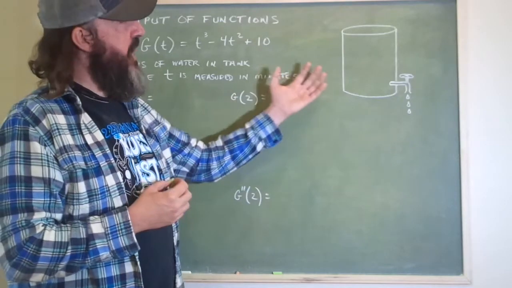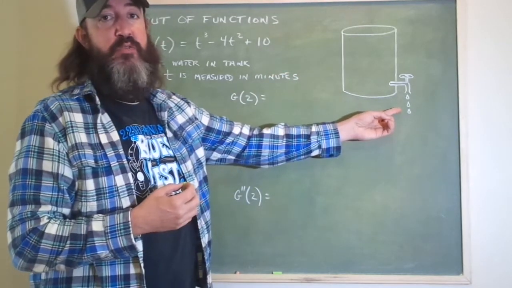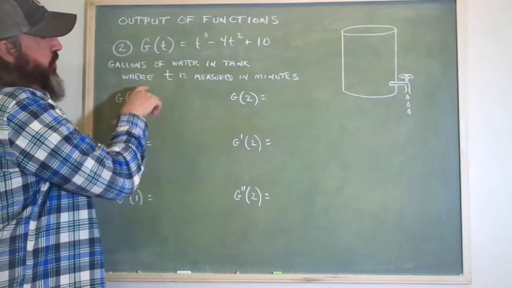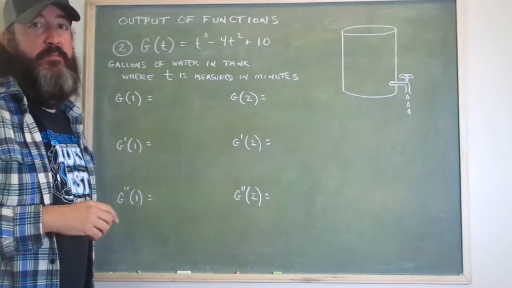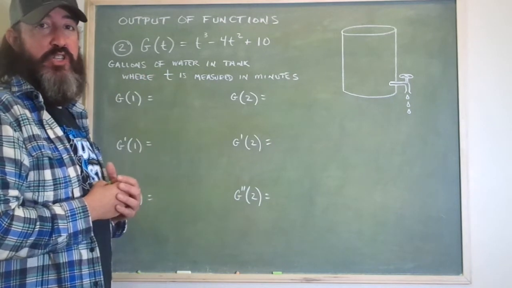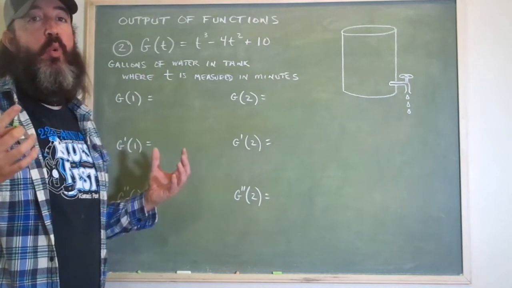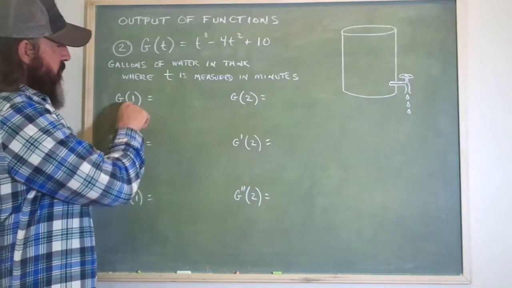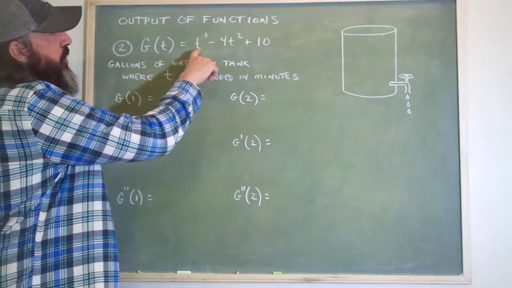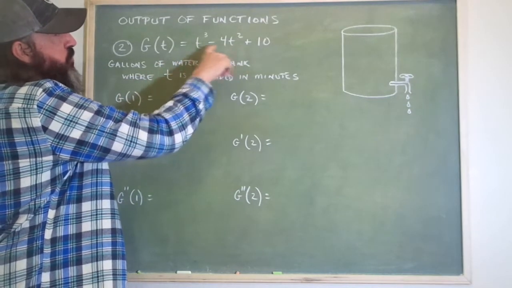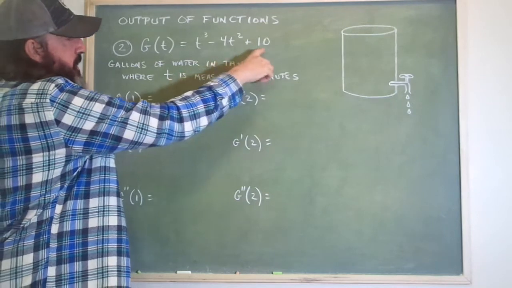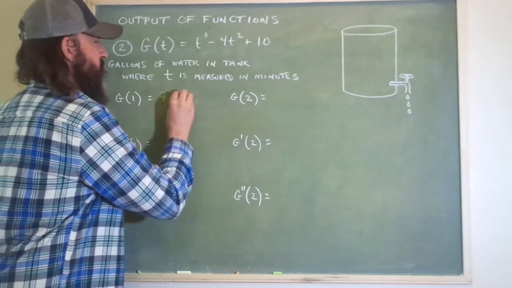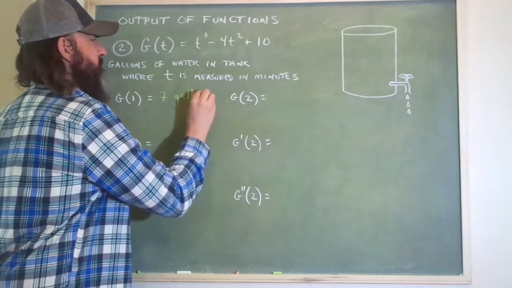In this example, we have a tank of water, and water is being drained through this spigot here, and g of t will give us the gallons of water in the tank, where t is being measured in minutes. G of t is my primary function, so function g is going to give us a quantity, how many gallons of water are in the tank. Let's see how many gallons there are at time 1. If I plug 1 in, 1 cubed is 1, minus 4 times 1, 1 minus 4 is negative 3, and negative 3 plus 10 is 7. I'm going to say after 1 minute of draining water, there are 7 gallons of water in the tank.